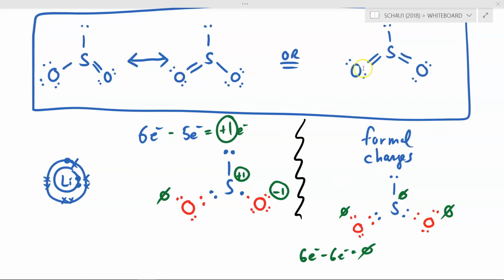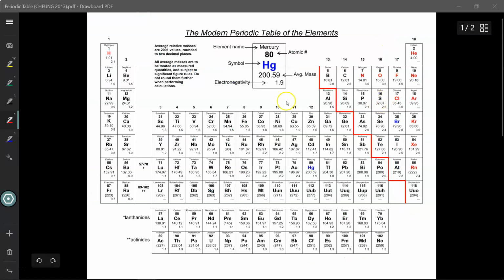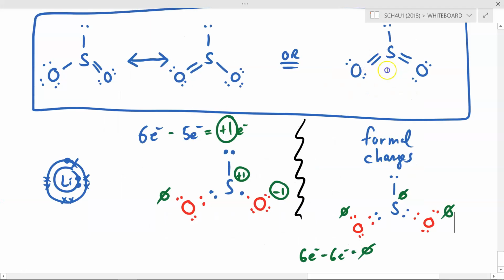I mean, take a look at this. 2, 4, 6, 8, octet rule. 2, 4, 6, 8, octet rule. 2, 4, 6, 8, 10, so expanded octet rule, which is allowed because sulfur is in the third shell, so it does have an empty 3d orbital to expand into. So this drawing is also valid. Either drawing is valid on the test and would receive full marks.